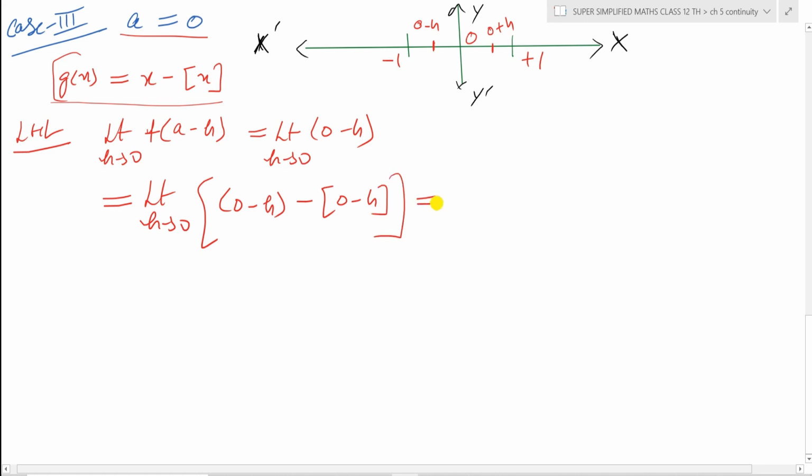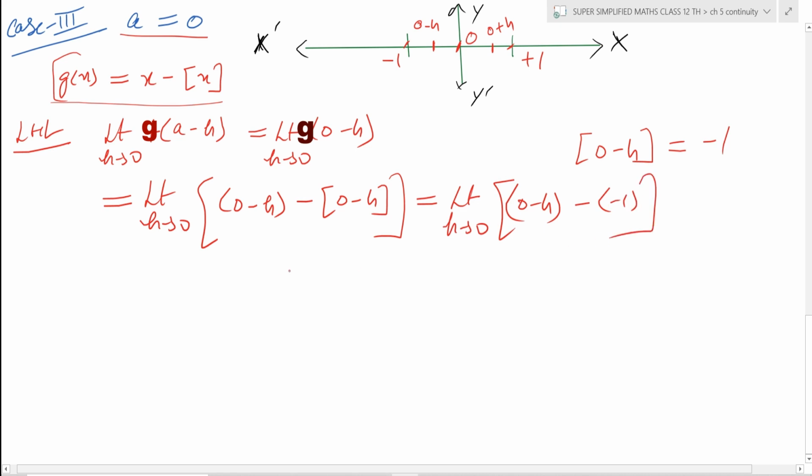Now you can see this is the real line x-axis, point 0, this is point minus 1 and this is plus 1. So 0 minus h is a non-integral number between minus 1 and 0. So therefore the greatest integer function of 0 minus h will be minus 1. So I can replace the greatest integer of 0 minus h by minus 1. So we get limit h tends to 0, 0 minus h minus of minus 1, which comes out to be limit h tends to 0 of minus h plus 1. Now we put h to be 0, so we get the result to be 1.